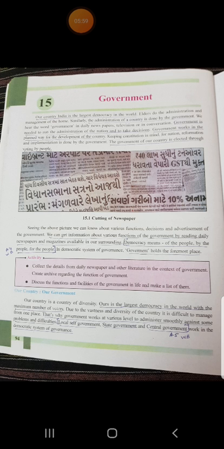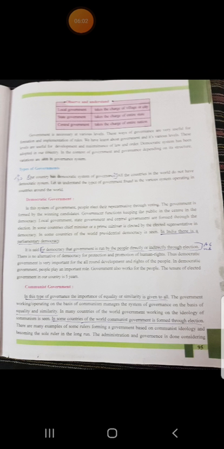Now next page, page number 95. The table is given where it is shown which government works at which level. Local government takes charge of the village or city, and works at the village or city level. State government takes charge of the entire state, and works at the state level. Central government takes charge of the entire nation, and works at the level of the whole country. Government is necessary at various levels: city, state and nation.